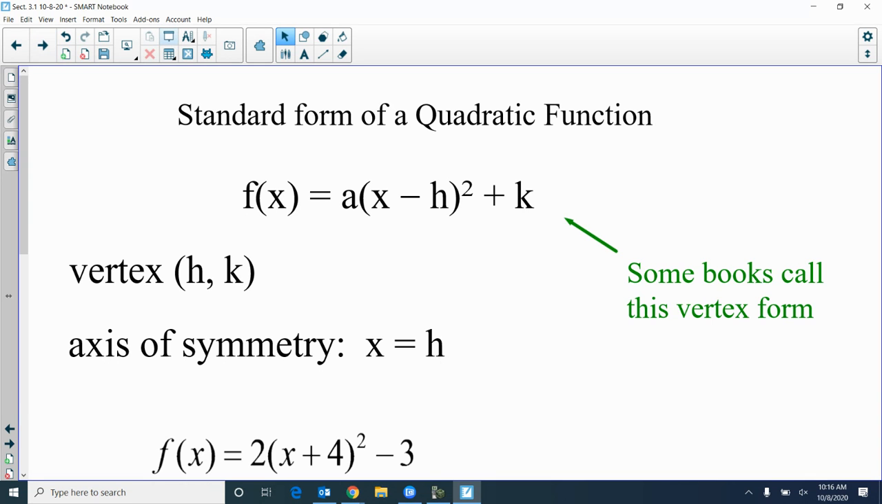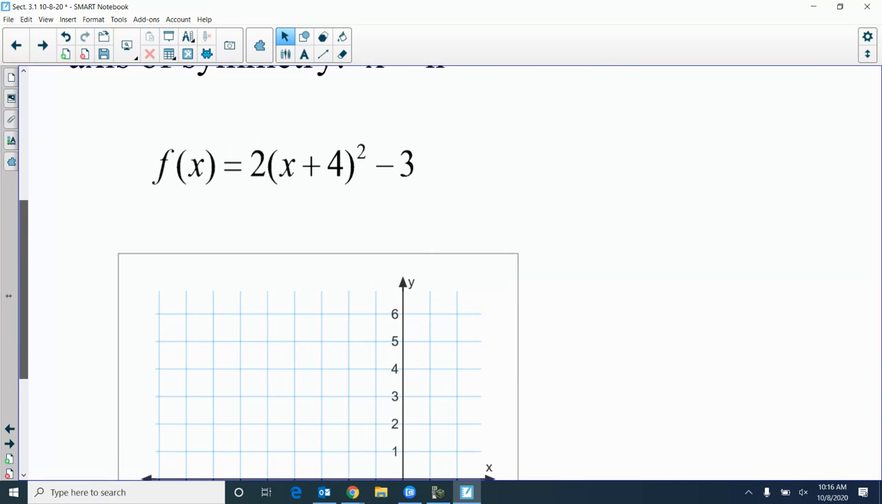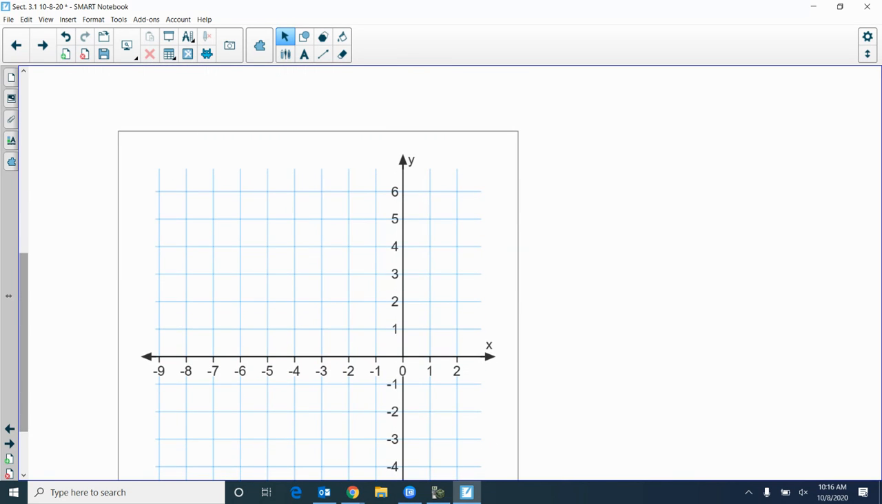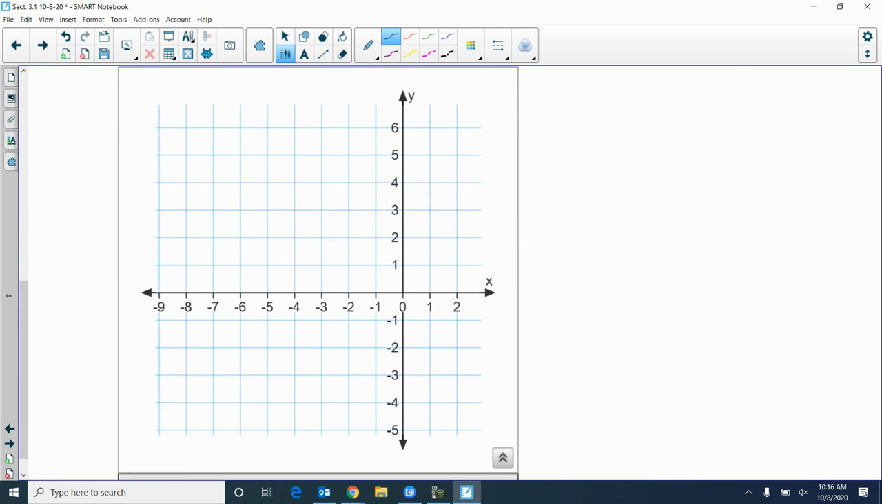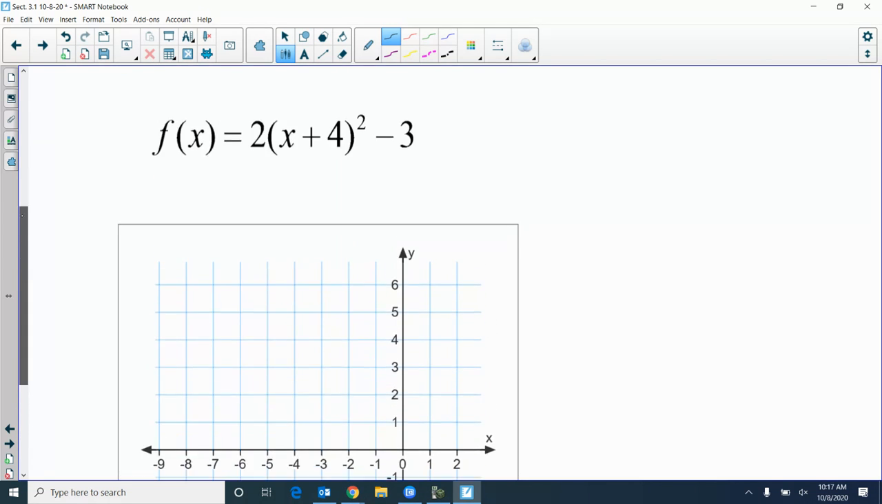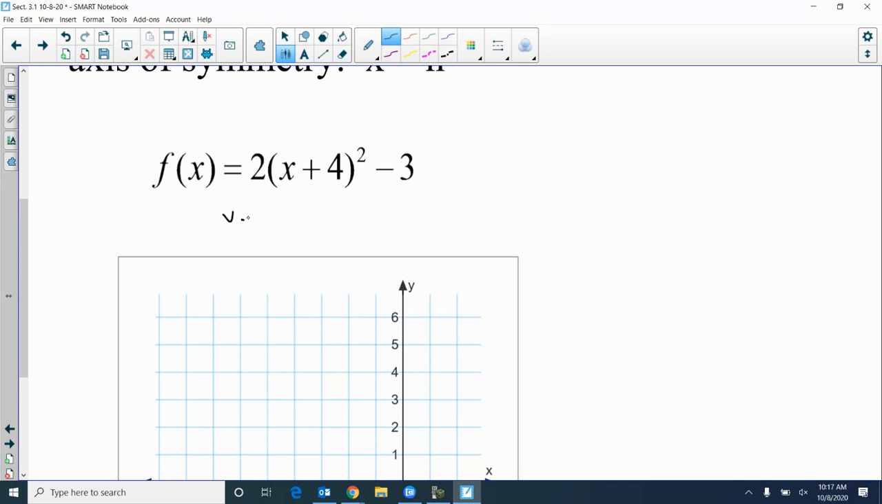Now you've got that function, that equation. Let's use what we know about shifting. Well, what does the plus 4 do? It shifts it which way? Left 4. What's the minus 3 do? Down 3. So that means this vertex will now be at -4, -3. Okay? So the vertex will be at -4, -3.